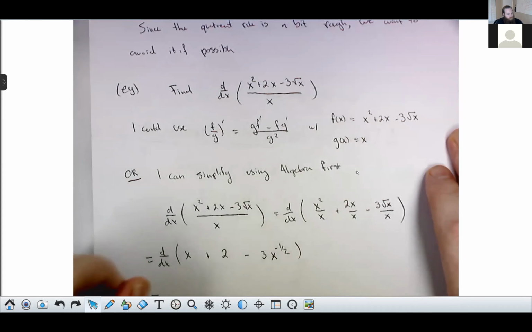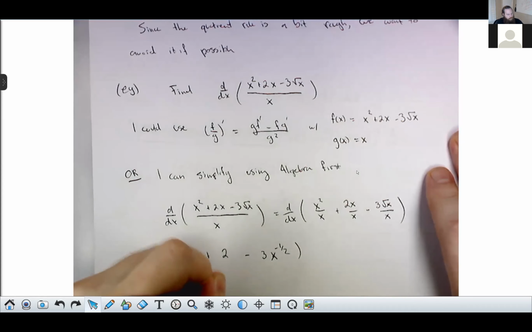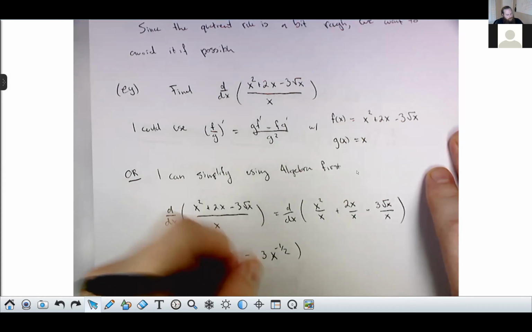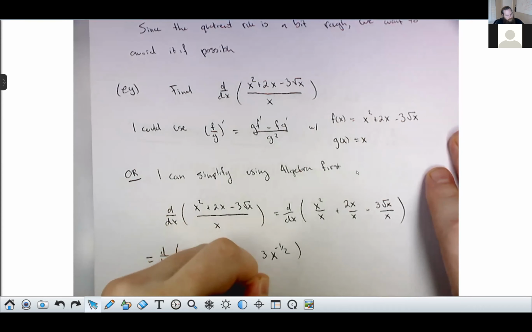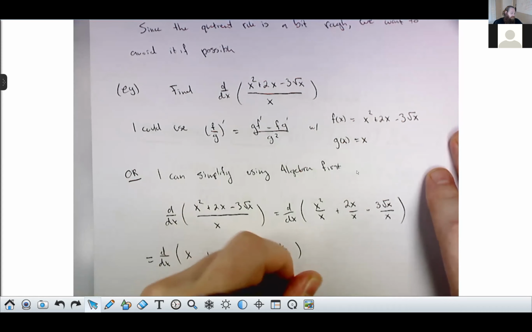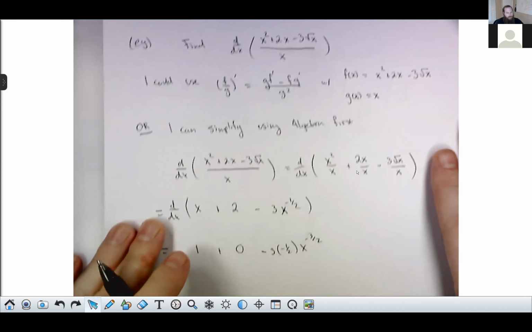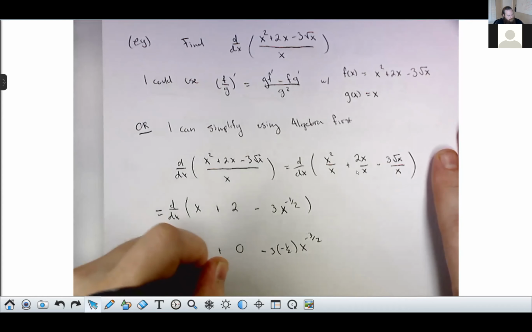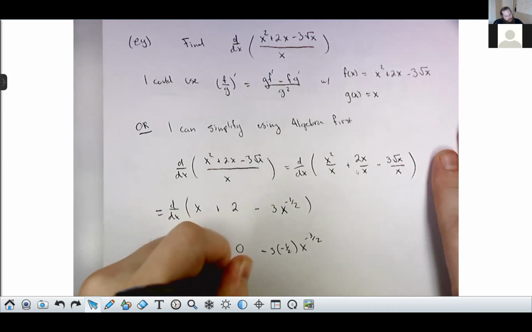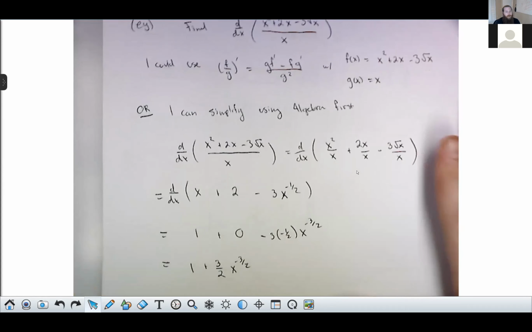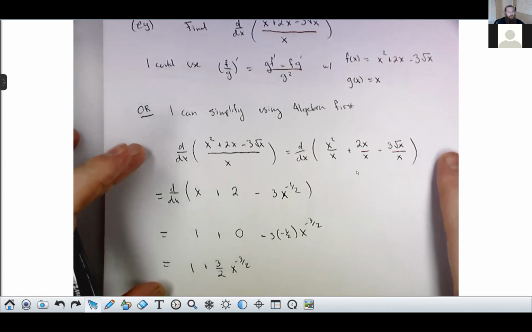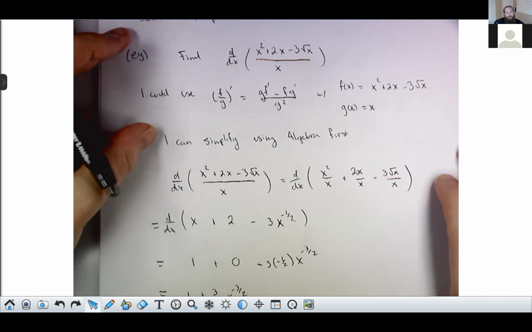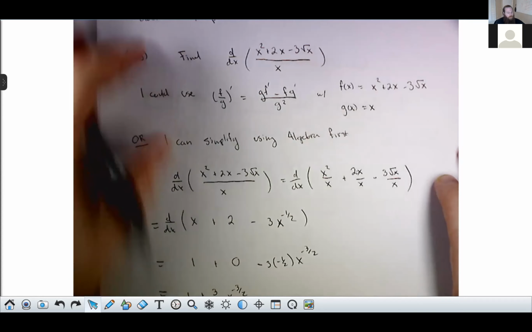And now this, I think we would all agree, is pretty easy to differentiate. The derivative of x is 1, the derivative of 2 is 0, and the derivative of 3x to the negative 1/2 would be minus 3 times negative 1/2 times x to the negative 3/2. So for my money, this is the way to go, right? This is 1 plus 3/2 x to the negative 3/2. I would way rather do this than all the work that would be necessary to find and simplify this.